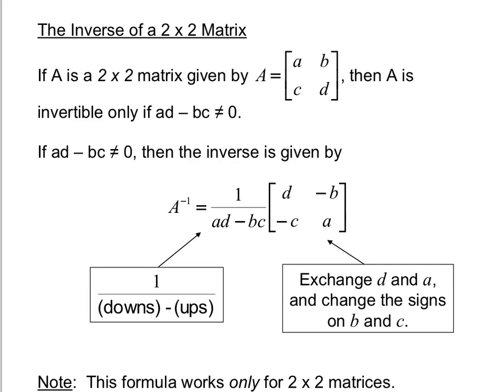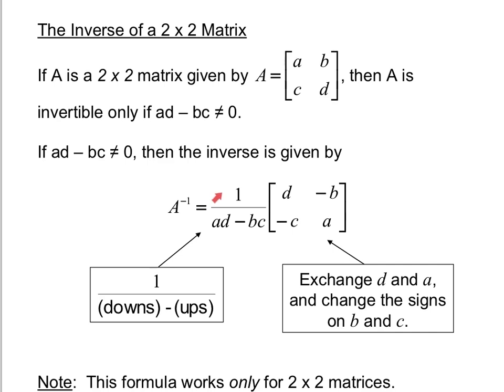I'm going to show you a shortcut on how to find the inverse of a 2 by 2 matrix. Now this only works for 2 by 2 matrices, but here's how it goes. If you have a 2 by 2 matrix, it's invertible as long as AD minus BC isn't 0. So that's the downs product minus the ups product. So as long as that's not 0, you can use this formula.